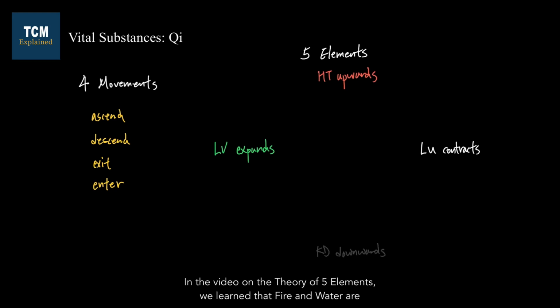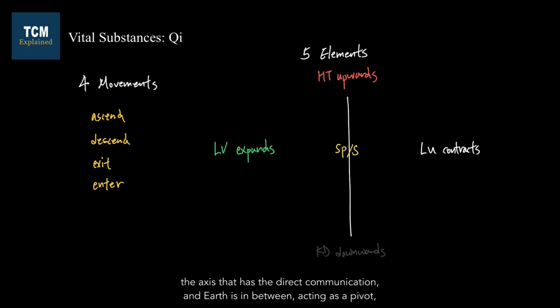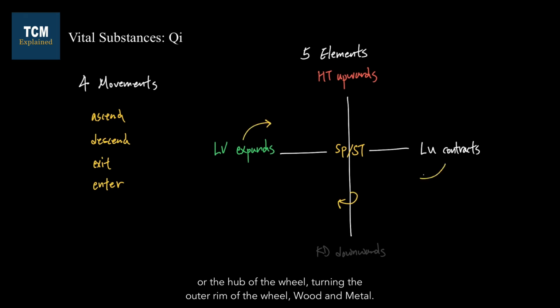In the video on the theory of 5 elements, we learned that fire and water are the axis that has a direct communication, and the earth is in between, acting as a pivot or the hub of the wheel, turning the outer rim of the wheel, wood and metal.